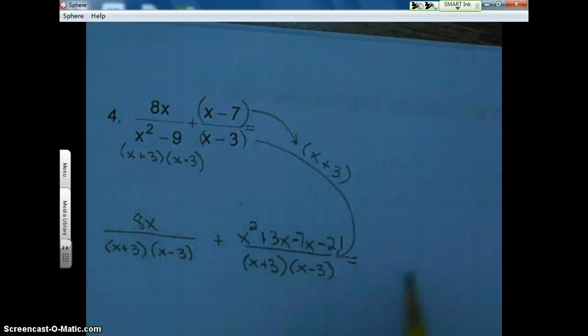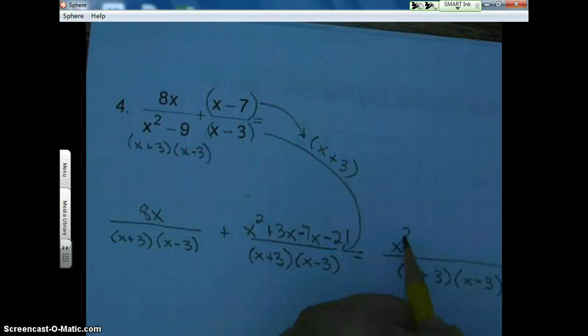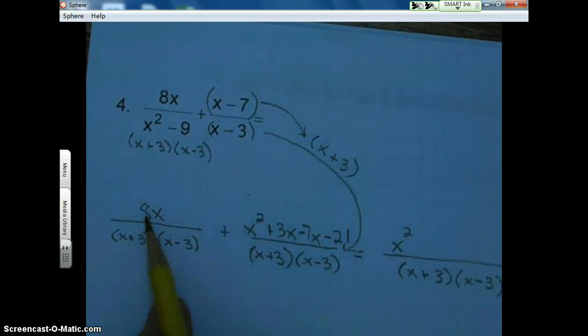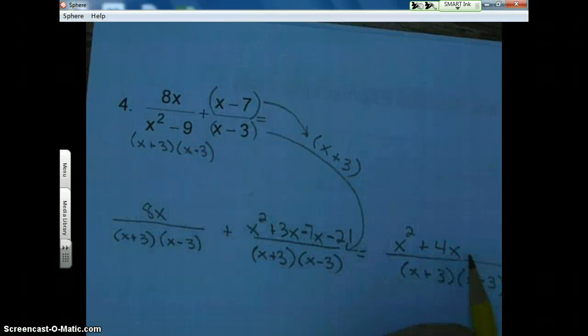Now, let's go ahead and bring over our common denominator. Stays the same. Now numerator, we're going to combine like terms. First of all, x squared has nothing to combine it with. 8x plus 3x is 11x. 11x minus 7x is 4x. And minus 21.